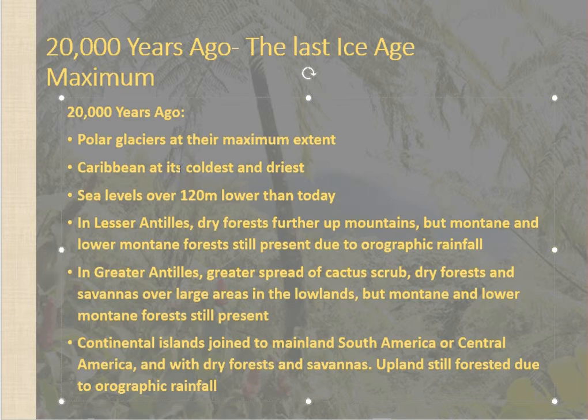Because the Caribbean was at its coldest and driest, as you know, when you have colder climates, it means that convectional rainfall is not as possible, and convectional rainfall is the main way in which tropical climates receive their rainfall. So cooler weather means that there's less convectional rainfall, so everything tends to be drier.